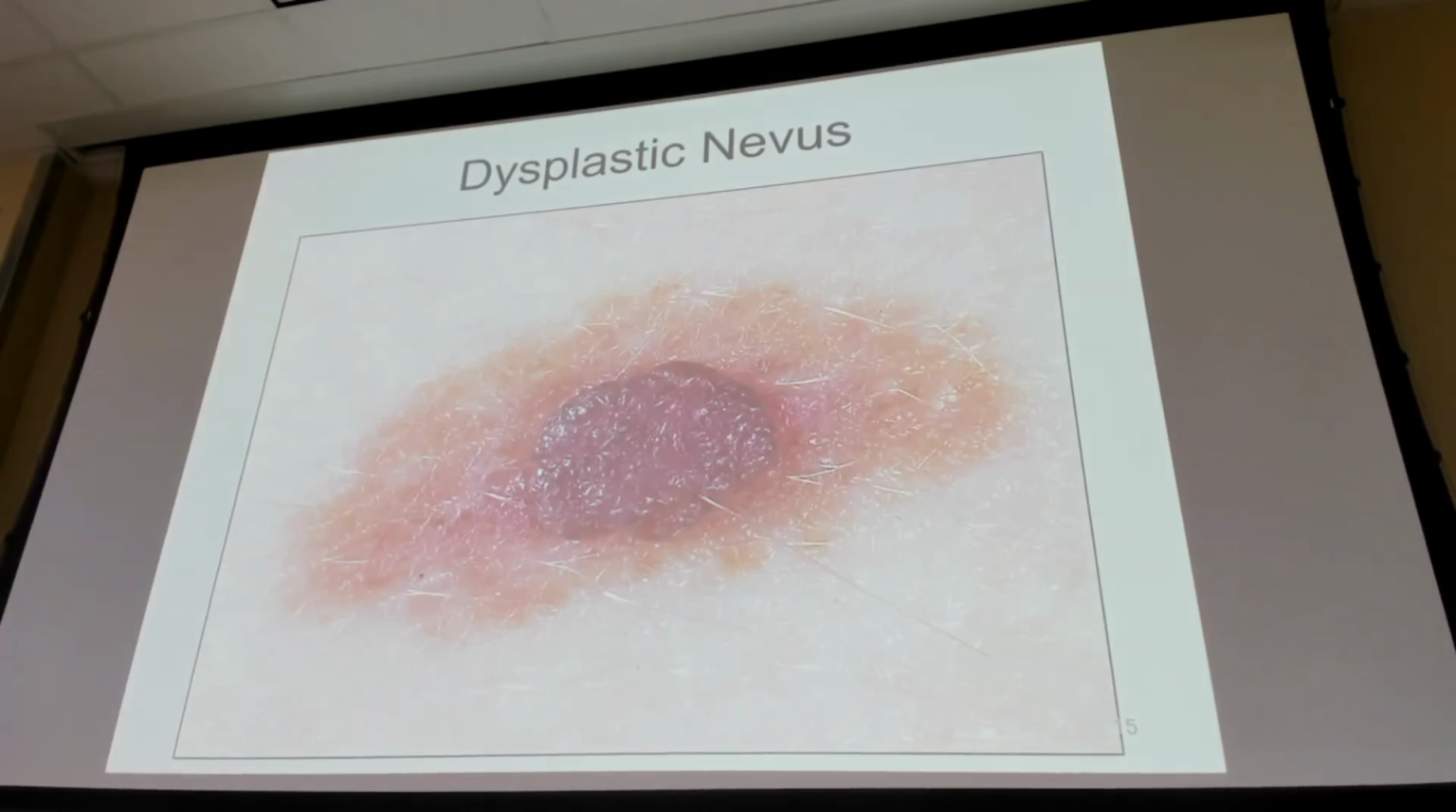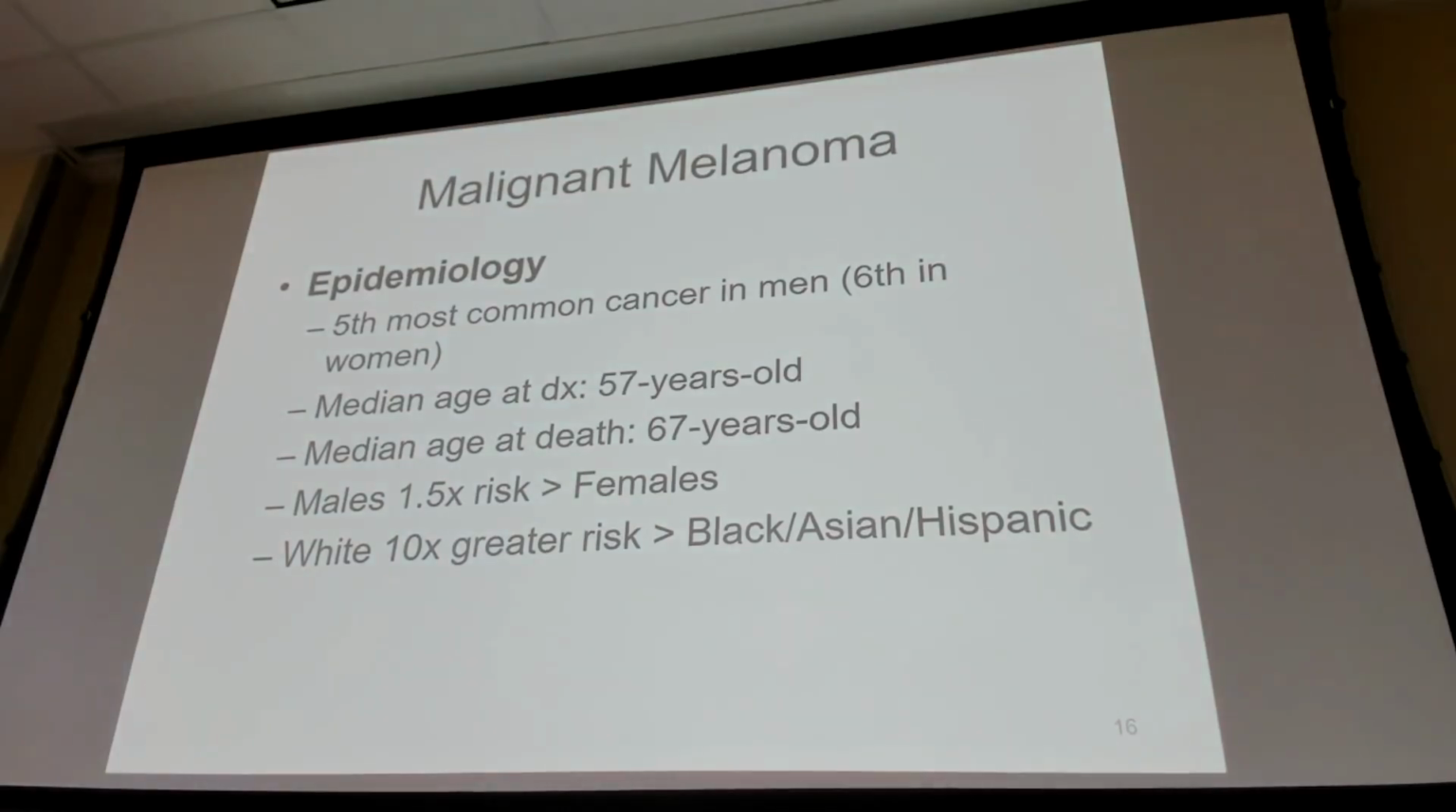Part 2, now we're getting into the melanomas. So we're going to describe some of these first, and then we'll get into breaking them down into different categories. So, epidemiology-wise, malignant melanoma is the 5th most common cancer in men, and it's the 6th one in women.